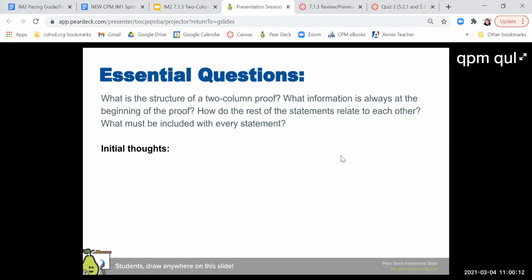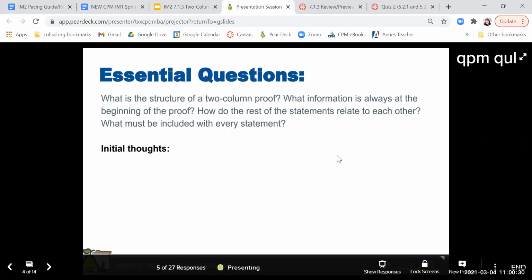So what we want to do is look more at: what is the structure of a two-column proof? What information is always at the beginning of the proof? How do the rest of the statements relate to each other? And what must be included with every statement? And I just want you to think about the proofs that we've been going through over the last couple of classes, and see if you have any clarity on any part of this set of essential questions. Just take a moment and reflect on what you know so far.